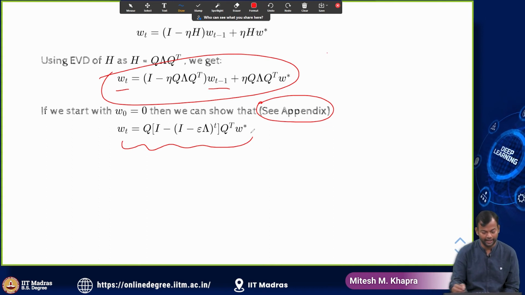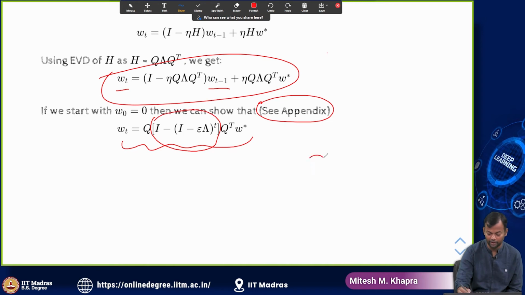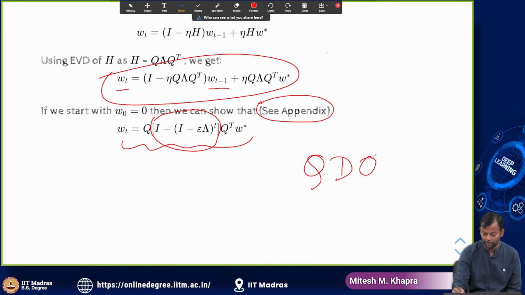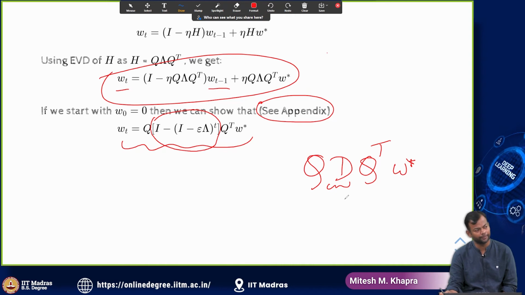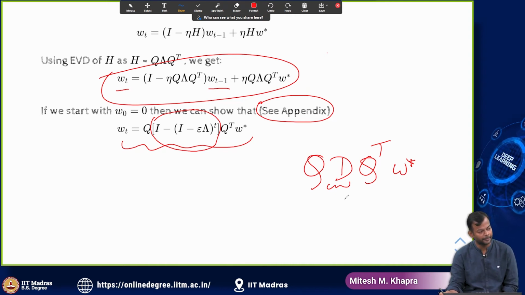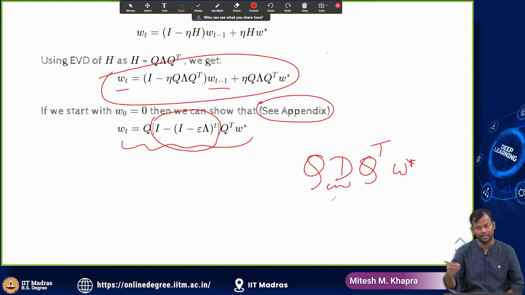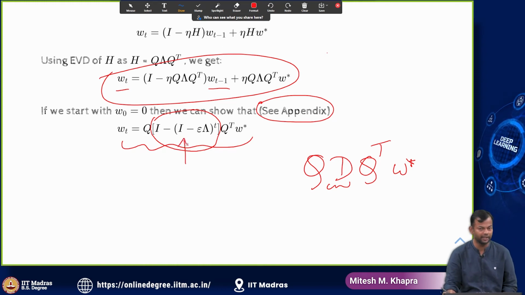Okay, and remember in the case of L2 regularization also we had ended up with something similar. We had Q D Q transpose into W star, and this diagonal matrix was, I think, of the form lambda plus alpha I, right? I think that's what it was. So it was some diagonal matrix here, and again we have ended up with a diagonal matrix here, right?